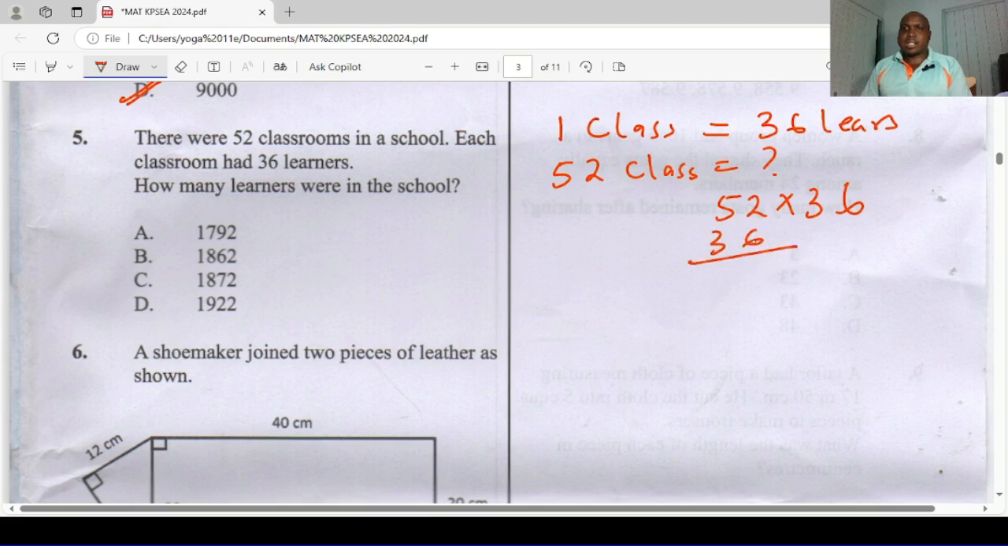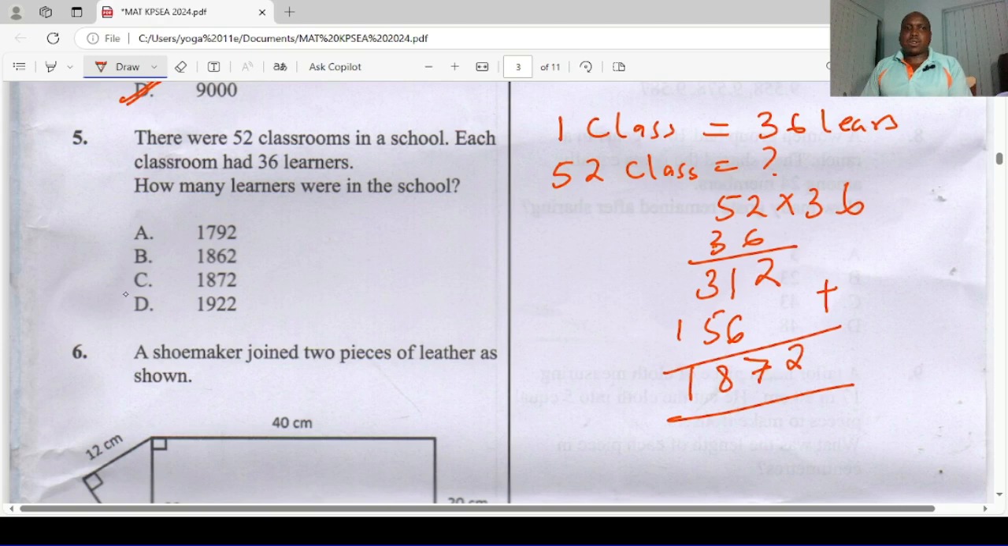6 times 2 is 12. 6 times 5, 30 plus 1, 31. This is the one we carried. 3 times 2, 6. 3 times 5, 15 plus 15. So let's add now. 2, 7, 8, 1. So the total number of learners is 1872.